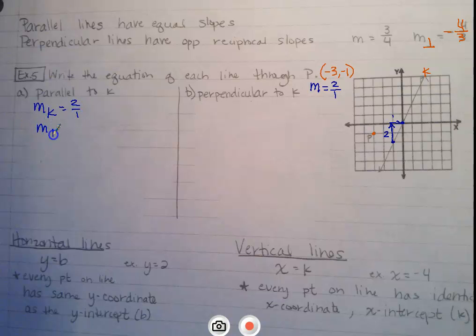So what's the slope of my parallel line going to be? 2 over 1. Why is it going to be 2 over 1? I said parallel, right? Because they have to have the same slope. Parallel has the same slope. Perfect. Okay. Well, so now I have the slope, and I know I have to go through this point P. What do I do?